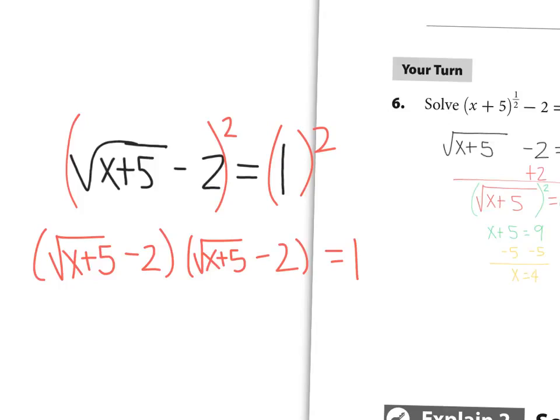Now, would you want to FOIL that problem? Why not? There's too many square roots. That's why we isolate the radical. Because when we isolate the radical, we don't have to do all of that.